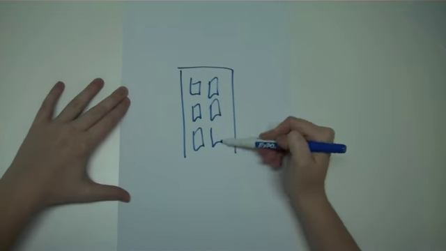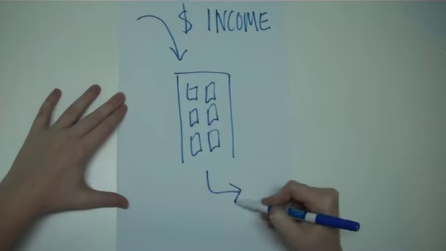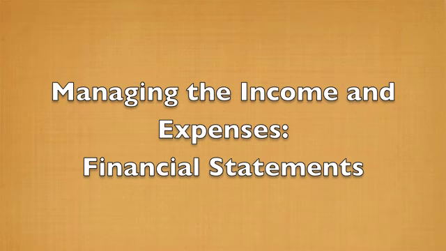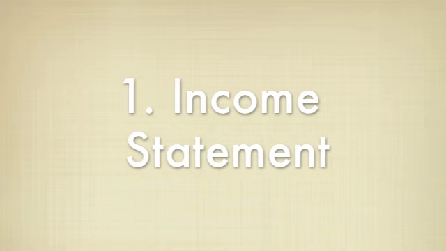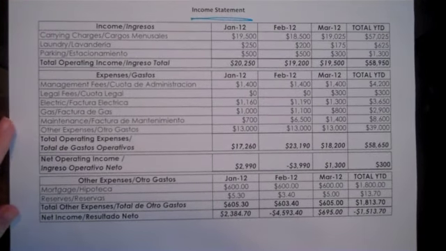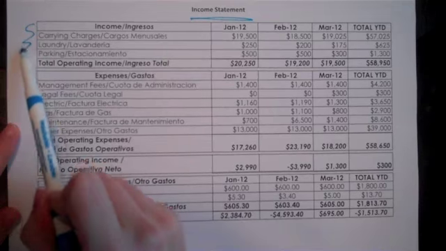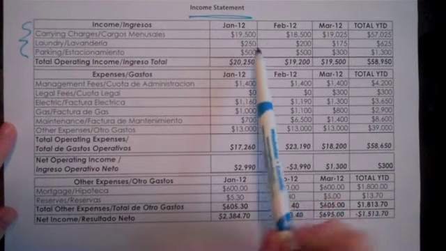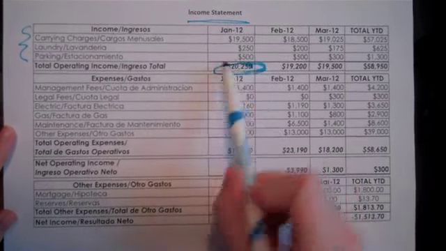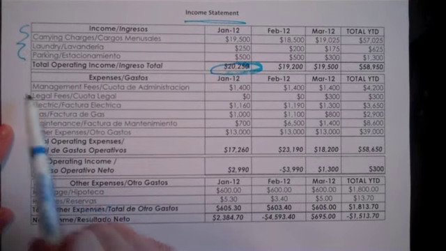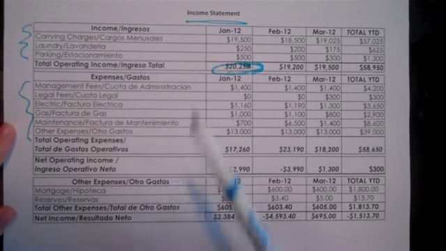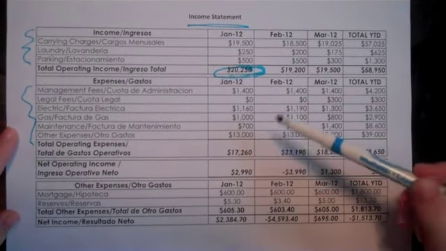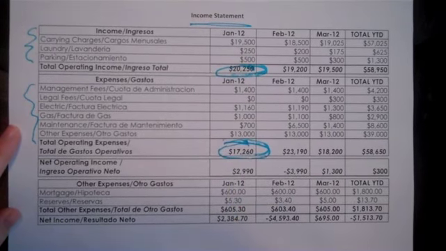This is a cooperative. A cooperative has money coming in, which is income, and money going out, which are expenses. On the income statement, you'll see your income, which would be like your carrying charges, laundry, and parking. All of these are added together for your total operating income. Then it shows your expenses, which are management fees, electric, gas. All of your expenses are added together for your total operating expenses.